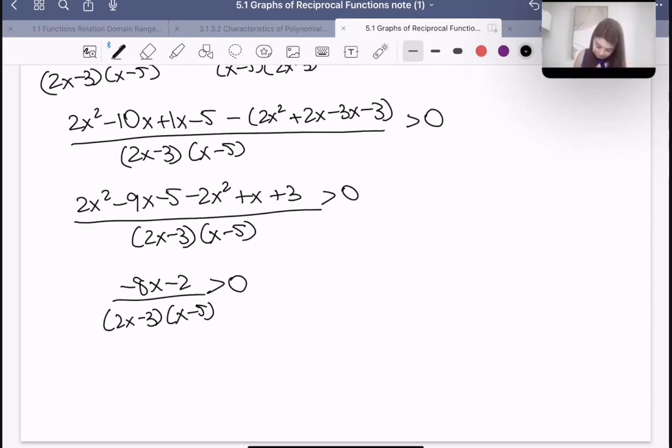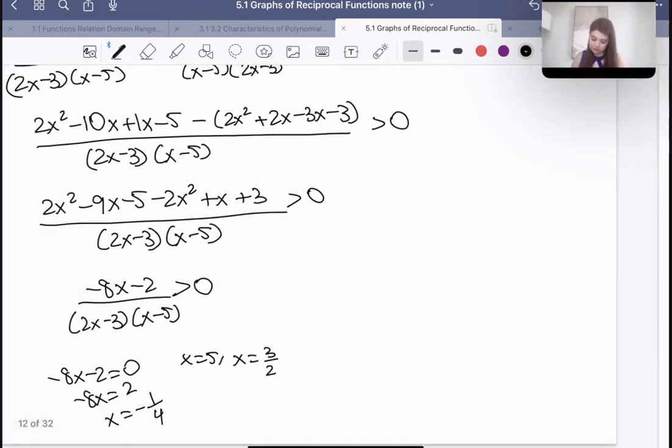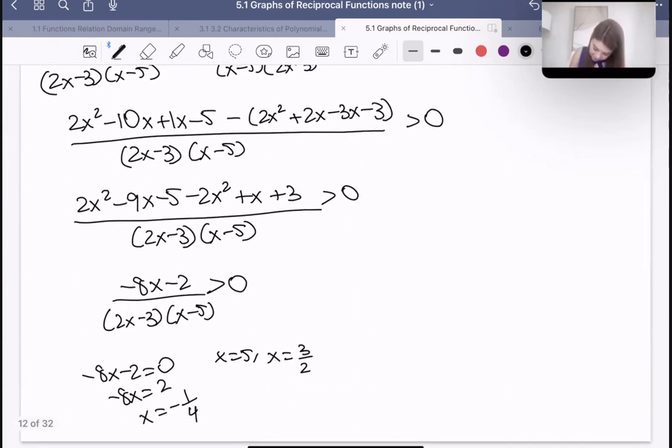Okay, awesome. So what are our critical numbers then? Negative 8x minus 2 is 0, which means negative 8x is equal to 2, which means x is equal to negative a fourth. Then also x is equal to 5, and x is equal to 3 over 2. Awesome. And then we have negative infinity up to negative a fourth. And then we have negative 1/4 to 3 over 2.